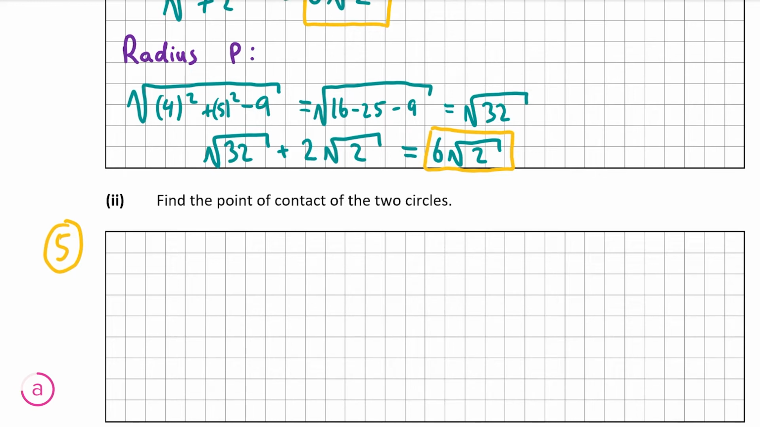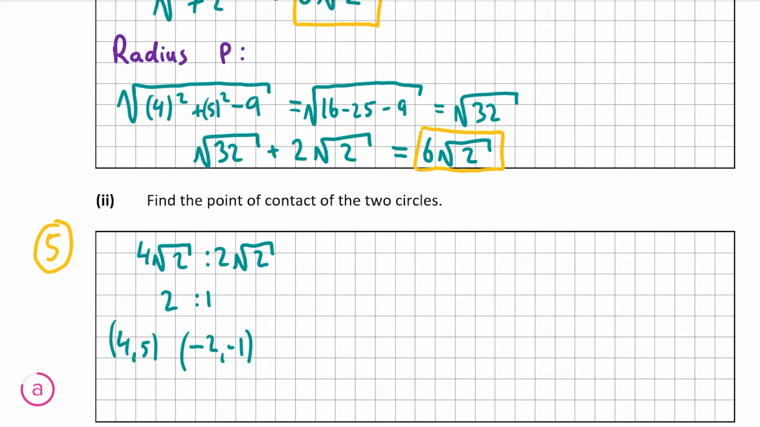We know that circle P has radius square root of 32, but the square root of 32 is equal to 4 square root of 2. And circle Q has radius 2 square root of 2. So therefore the ratio of the radii is just 2 to 1. And now our two coordinates are the two centres, so it's going to be 4, 5 and minus 2, minus 1. So now let's have a look at page 18 of our formula and tables book for the formula.